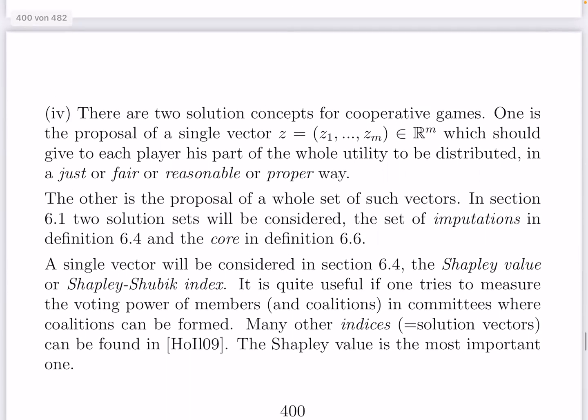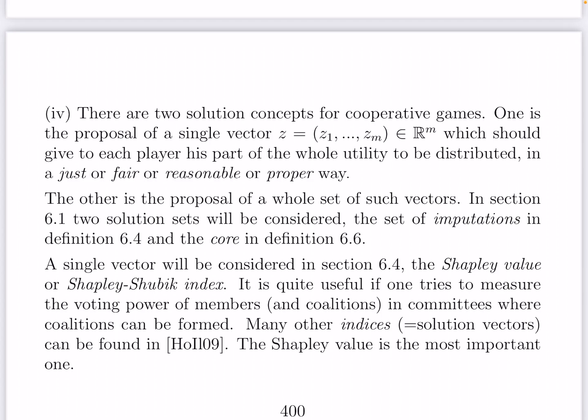So there are two solution concepts for cooperative games. One is the proposal of a single vector of m real numbers, which should give each player his part of the whole utility which can be distributed. The coalition valuation function tells us somehow how powerful one player is. And one can then try to extract from that information how much of the utility which can be distributed he deserves. So the single vector is the proposal of such a fair or reasonable or proper or just distribution.